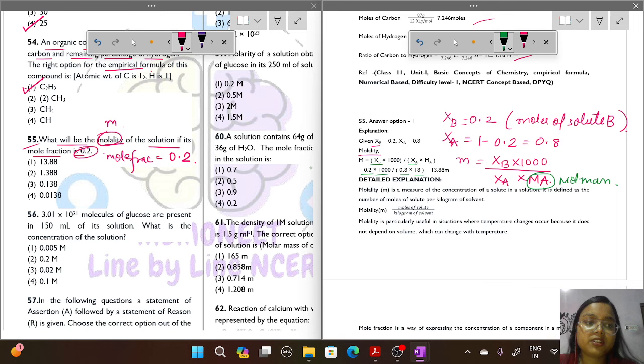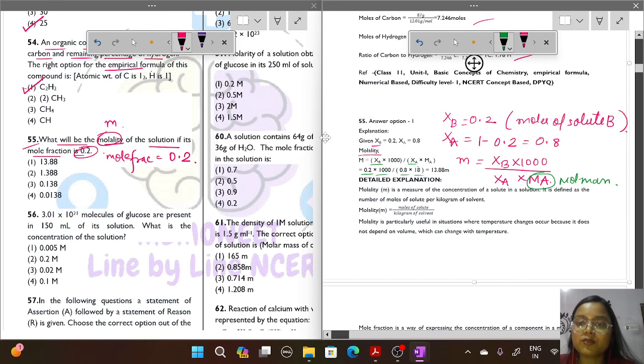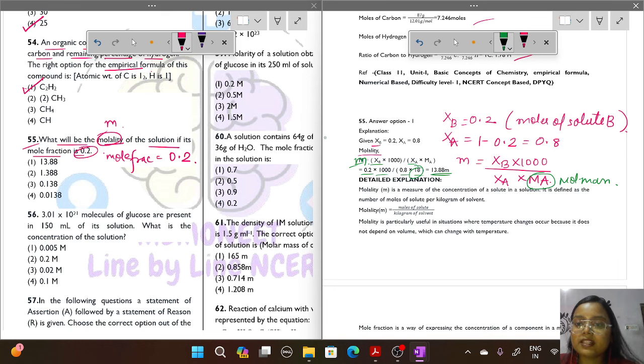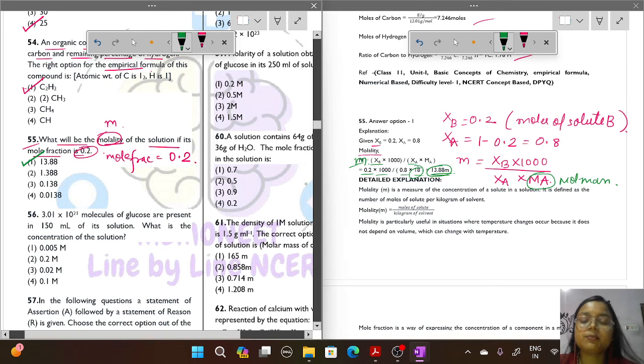We will consider the solution as water, so Ma of water is 18. So we will get the molality, small m, as 13.88 molal, which means option number 1. Option number 1 is the correct option.